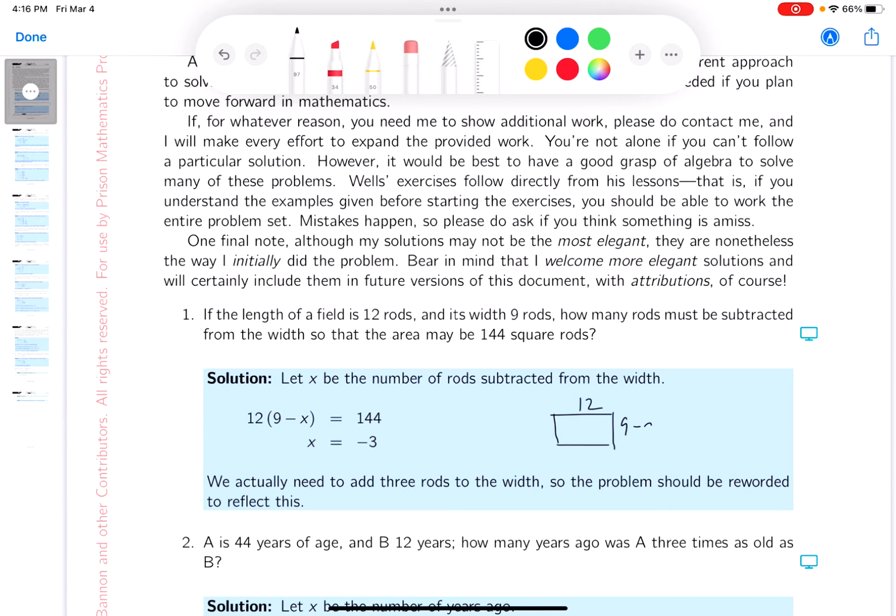I don't know. So the total area is 144. Let's write this down. So 12 times 9 minus x equals 144.